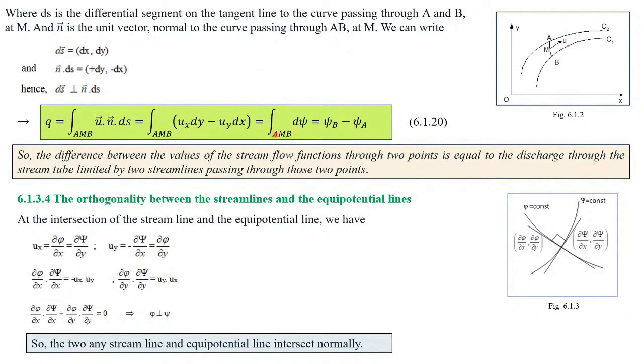You use this formula to calculate the discharge passing through any curve connecting 2 points A and B. You find the stream function psi, and you calculate psi B and psi A by replacing the coordinates of A and B into the psi function, and after that you use this expression to find the discharge. Okay.